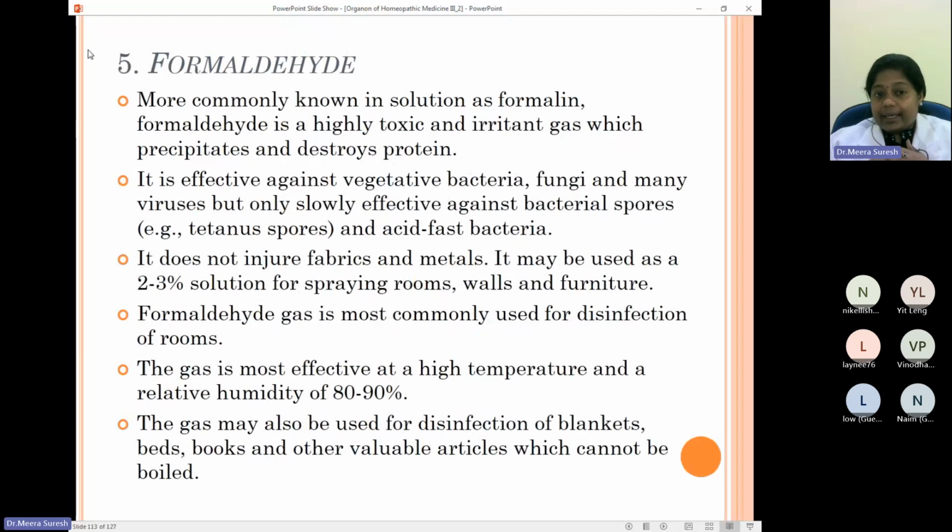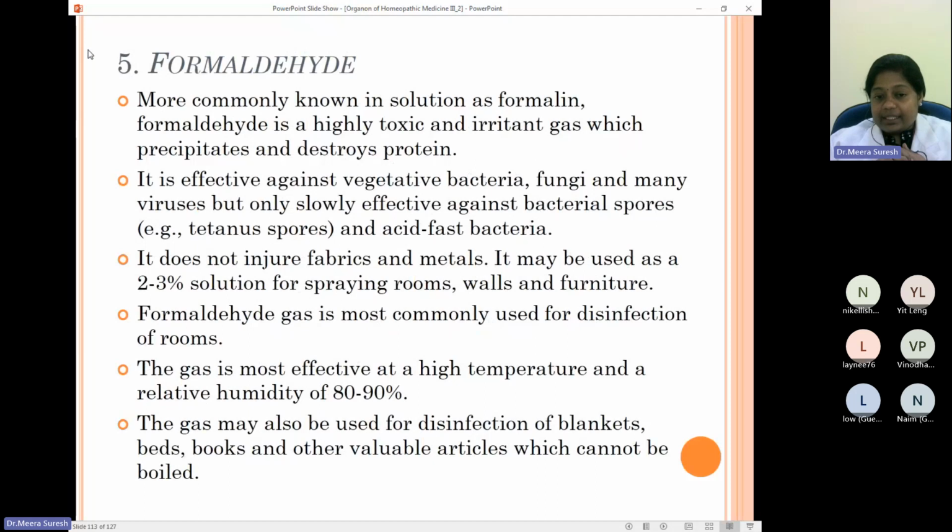Fifth one will be formaldehyde. Mostly we use it in the solution form, formalin. Formaldehyde is a highly toxic and highly irritant gas which precipitates and destroys protein. Of course, if you have smelled formalin, you can't stay there. It is very, very irritant actually. It is effective against vegetative bacteria, fungi, and many viruses, but very slowly effective against bacterial spores and also acid-fast bacteria.